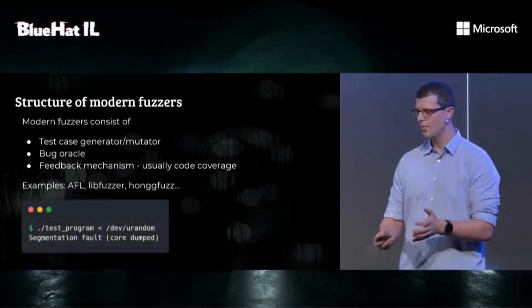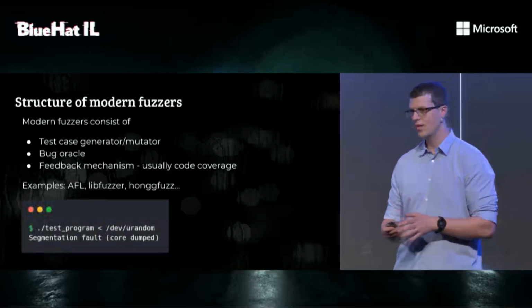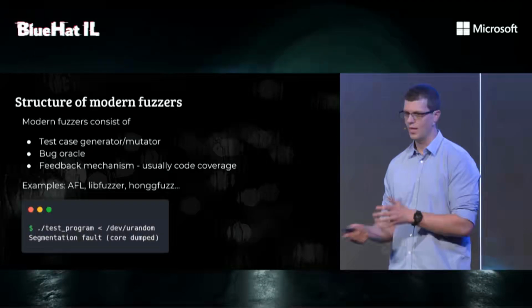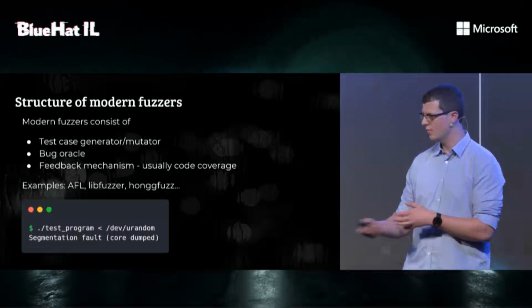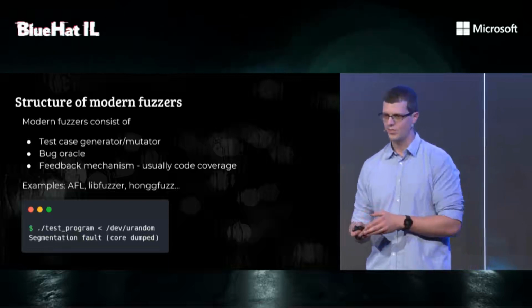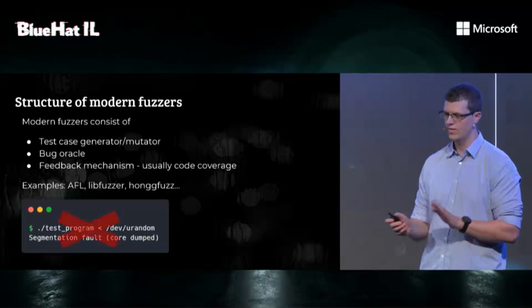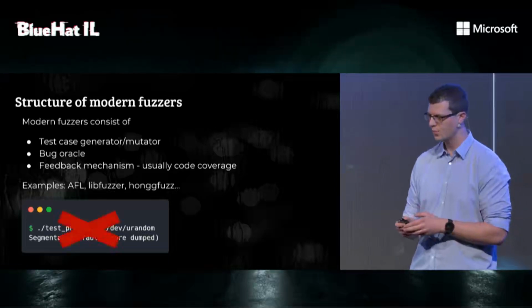If we look back at the example of our previous fuzzer, we can see that wrandom has a test case generator, random. It's not a very good one, but it exists. It has a bug oracle. It can detect segmentation faults, but it doesn't have any feedback mechanism, so definitely not a modern fuzzer.